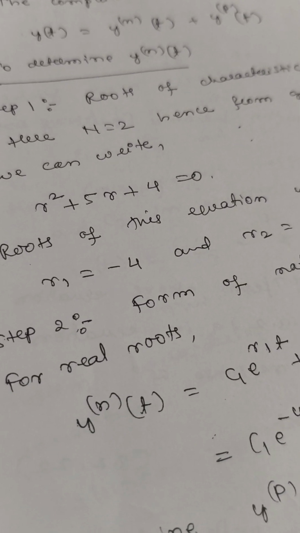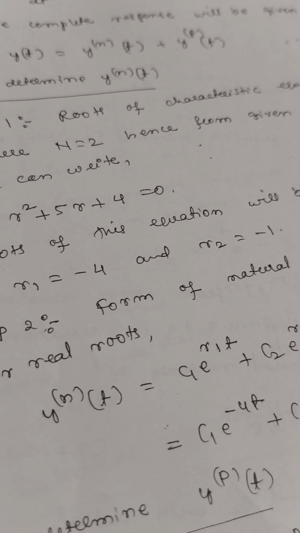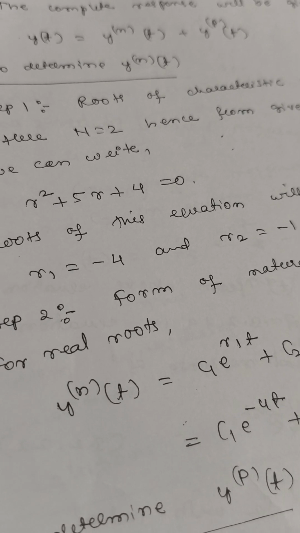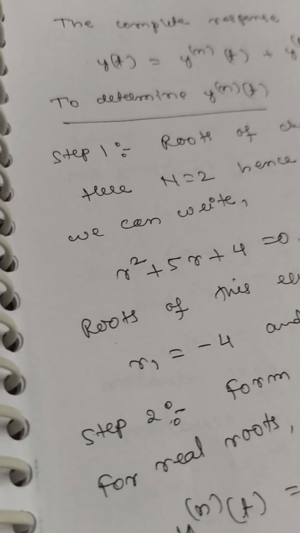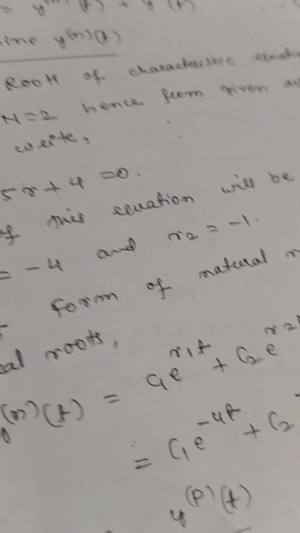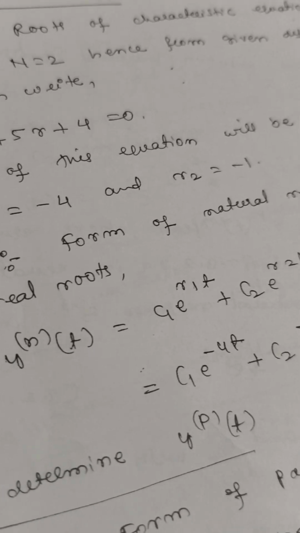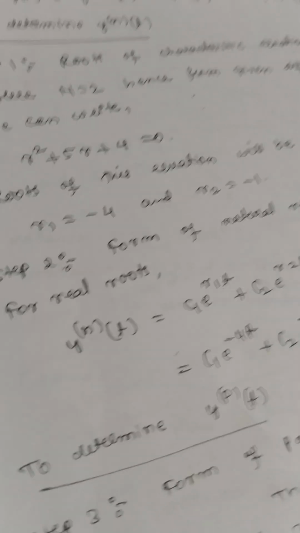Solving this equation so that we can find the roots, that is r1 equal to -4 and r2 is equal to -1. By analyzing, we come to know what the roots of this equation are. We'll get r1 and r2. Next step is the form of natural response.